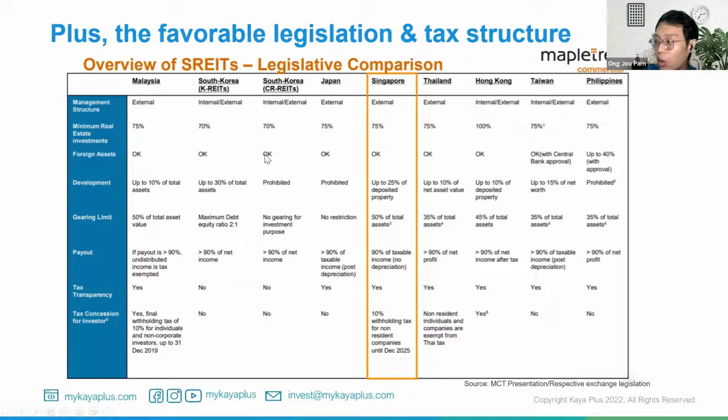Well, for Malaysia, they can only use up 10% of their total assets into development of their projects. But for Singapore, it's 25%. Meaning to say that the Singapore REIT is given much more freedom into developing new properties from scratch, and that is actually going to be much more advantageous because you don't buy ready-made property, you actually save up, if you have the so-called sister companies to help you build the properties from scratch.